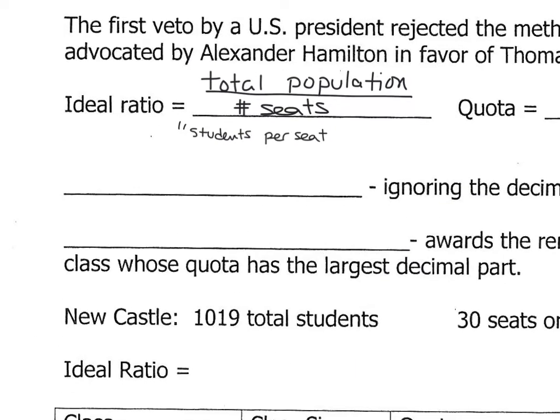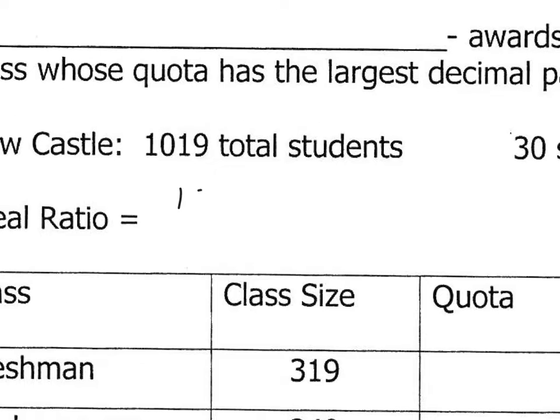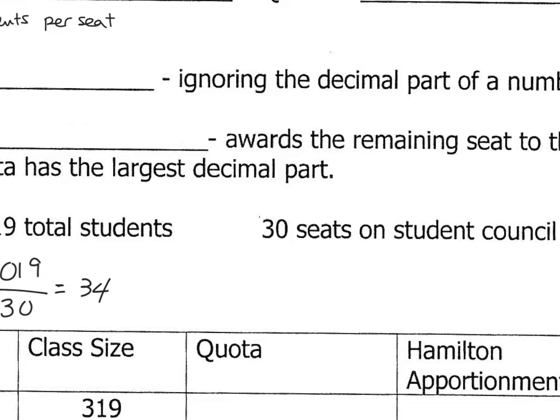Okay, so let's look at our example. It says that there are 1,019 students and 30 seats on the student council. So the ideal ratio would be 1019 divided by 30, which, rounded, gives us about 34. So what the ideal ratio is telling us is that there are 30 seats, and each seat represents 34 students.